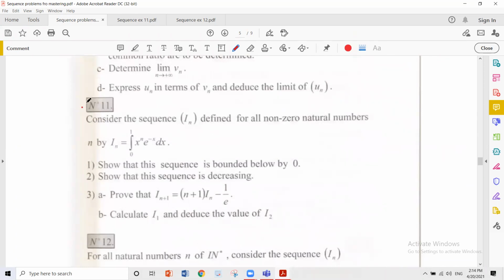Exercise 11. Consider the sequence IN defined for all non-zero natural numbers by IN equals integral from 0 to 1 of x to the n e to the minus x dx. Show that the sequence is bounded below by 0. How to show the sequence is bounded below by 0?